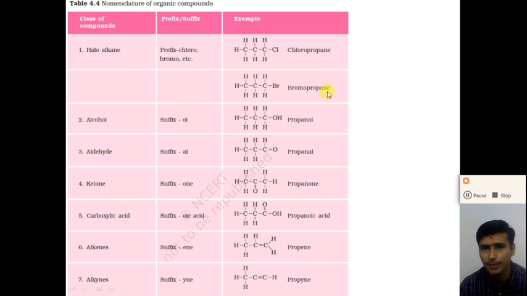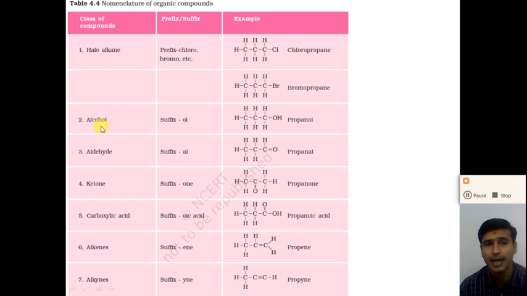Similarly, bromopropane, if the chain has three carbon atoms. If there is a chain of four carbon atoms, it's bromobutane. If there is a chain of five carbon atoms, it's bromopentane, right? Similarly, the first group of the organic carbon compounds is the haloalkane group. Its prefix is chloro, bromo, like this. If the chain has two carbon atoms, it's chloroethane, bromoethane, right?